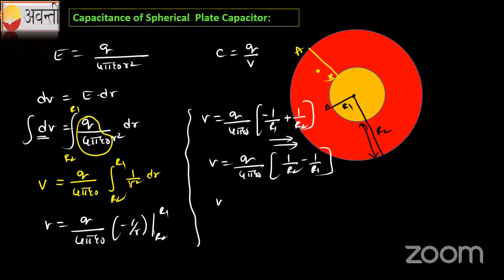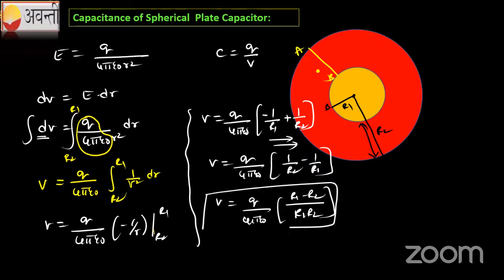Next step, take LCM here. When you're going to take LCM, Q divided by 4 pi epsilon naught R1 R2 as an LCM. Remaining thing will be R1 minus R2. Clear enough? This is actually what we got. Potential. Potential we got. If I want to calculate the capacitance, means in the place of capacitance, we need to substitute this V value.